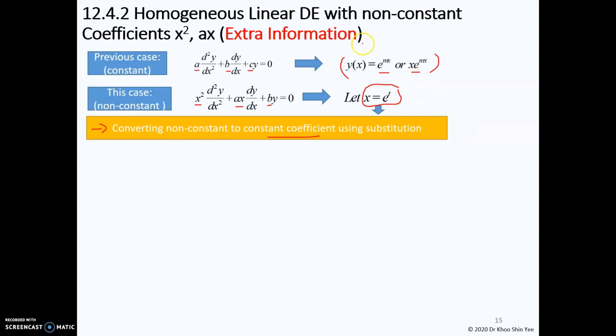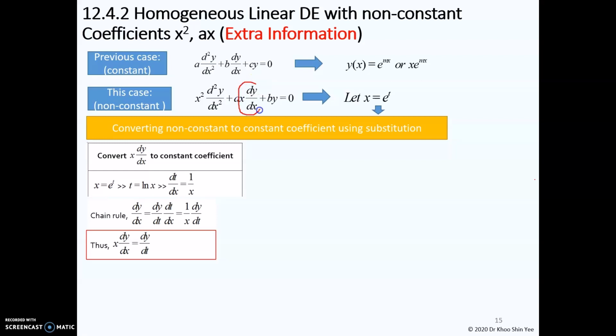So the following information is for your extra knowledge. First of all, let's convert the x multiplied with dy over dx to constant coefficient. We assume the x equal to exponential t, and from here you convert the exponential to the left hand side, you obtain ln x. Therefore, t is equal to ln x. So you continue to differentiate both sides with x, then you obtain dt over dx equal to 1 over x. From the chain rule, we know dy divided by dx is equal to dy divided by dt multiplied with dt divided by dx.